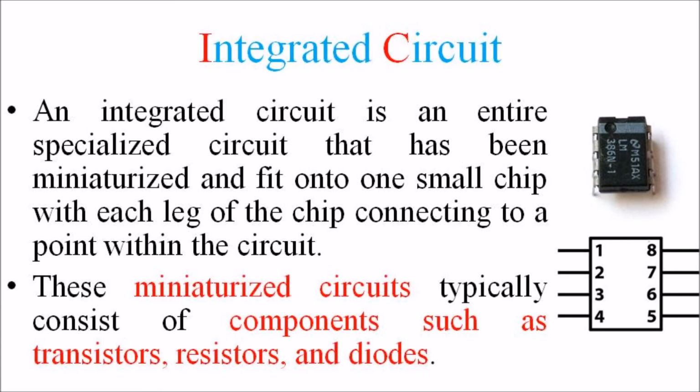The next term is the integrated circuit, or an IC. An integrated circuit is an entire specialized circuit that has been miniaturized. These miniaturized circuits typically consist of components such as transistors, resistors and diodes. So simply we can say that ICs are combinations of components like transistors, resistors and diodes.